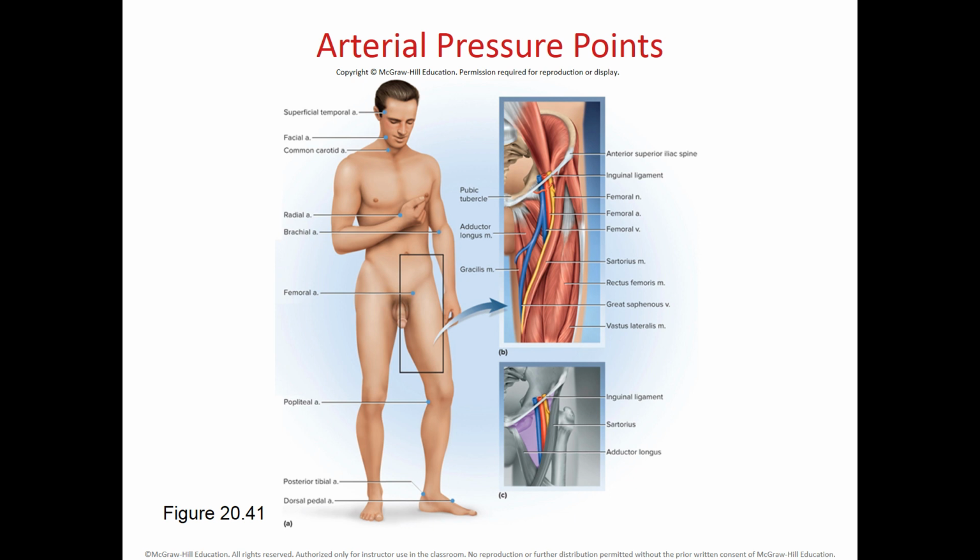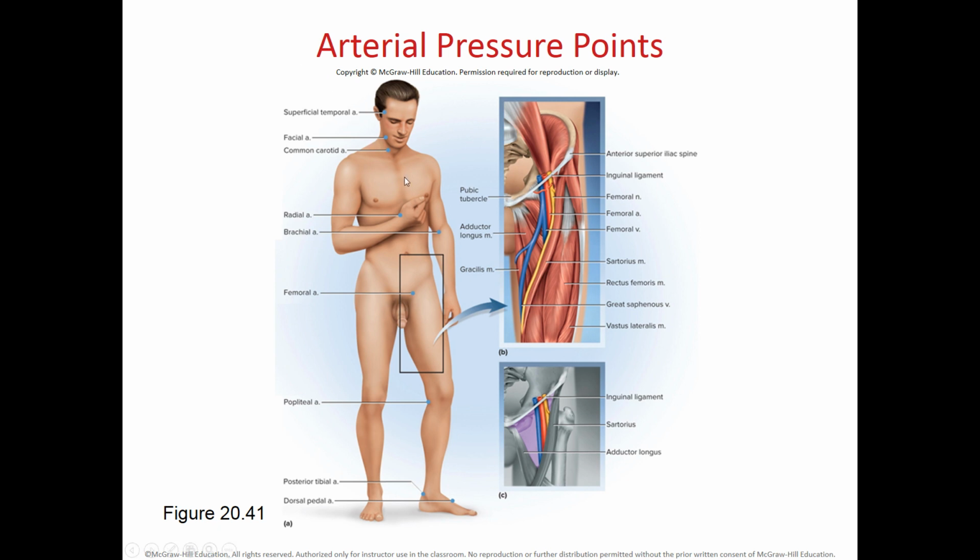Some of these arteries within the systemic circuit, we will use as arterial pressure points. So that's where we can measure the pulse pressure, or the pulse actually. So the most common artery that we use to measure the pulse will be the radial artery, here just above the wrist on the radial side, the side of the pollex.